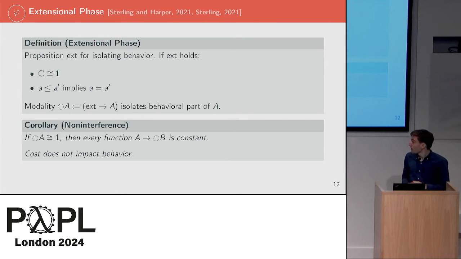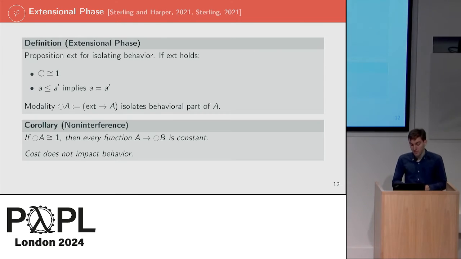So as a corollary, we have this theorem called non-interference that says if you have a type whose behavioral part is trivial, then every function out of that type into open of B, into the behavioral part of B, is a constant function. The punchy way to say that is cost does not impact behavior.